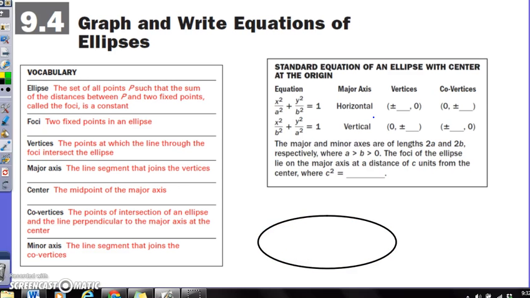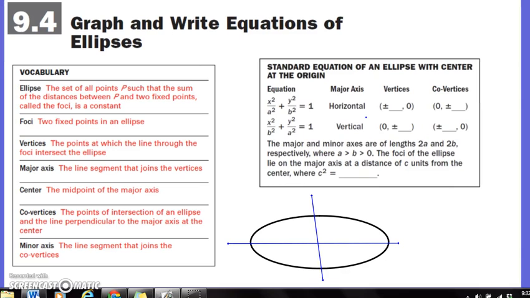And I will put some axes with it so you can see them. So we have an x-axis, and then we have a y-axis. And the foci are these little points that live right here and right here. They're an equal distance from the sides. They're called D1 and D2.